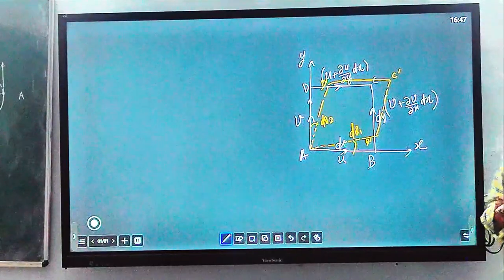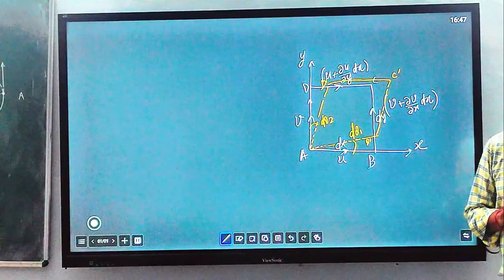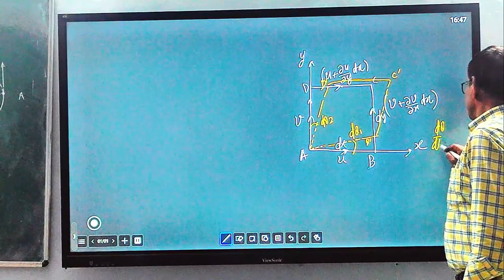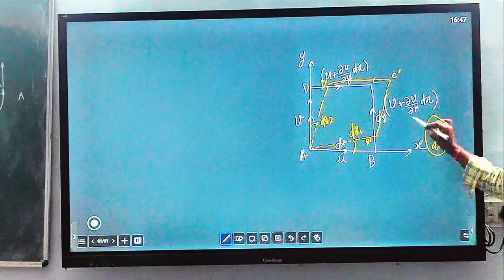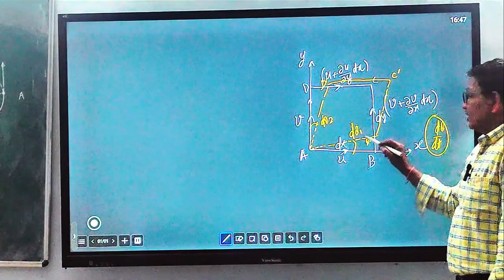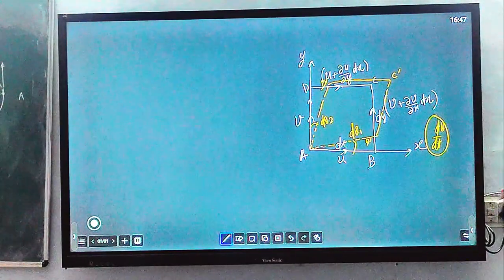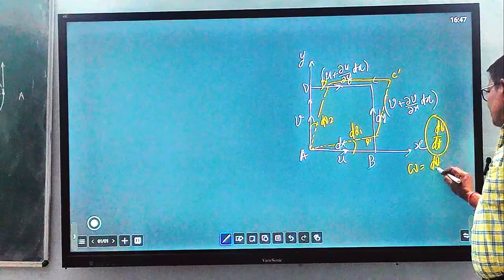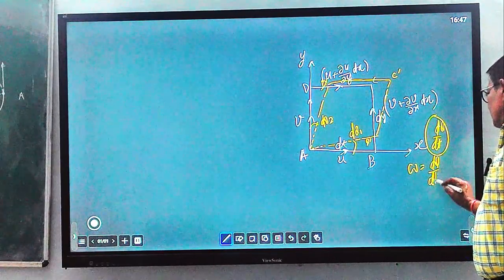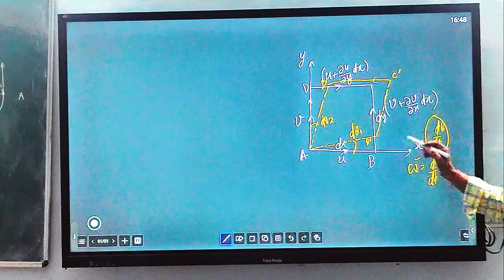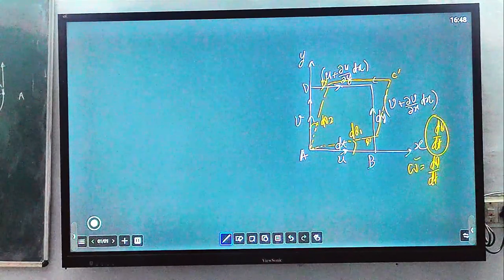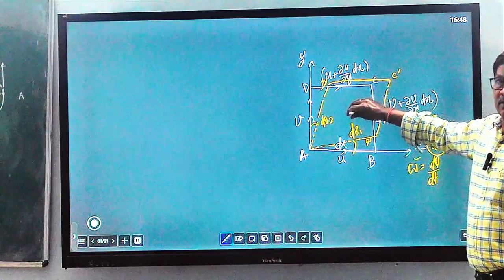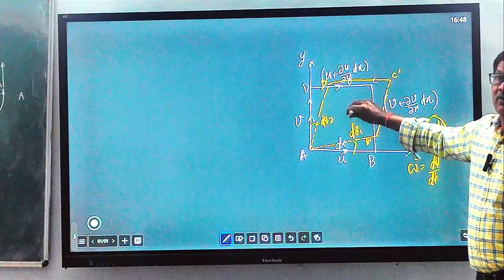That is what I want to find here. The rate of change of angular displacement, d theta by dt, will become omega. Omega means the rate of change of angular deformation. Because this is taking place in the xy plane, the element is rotating about the z axis. So we will get a rotation about the z axis.